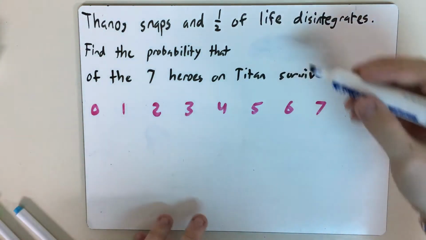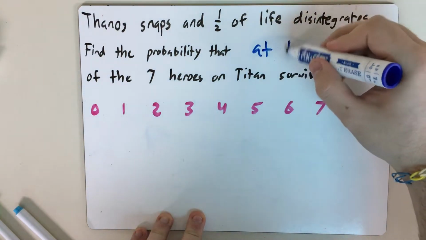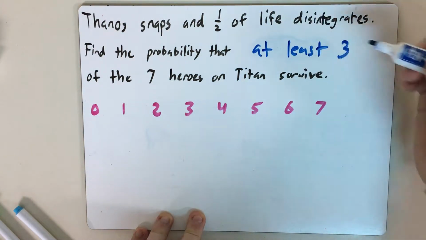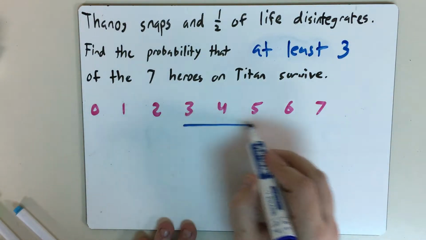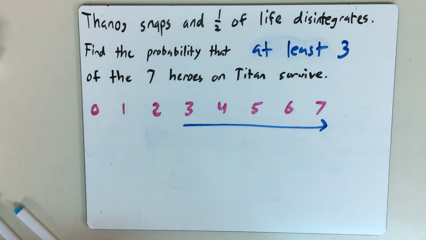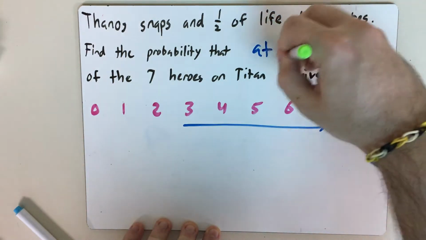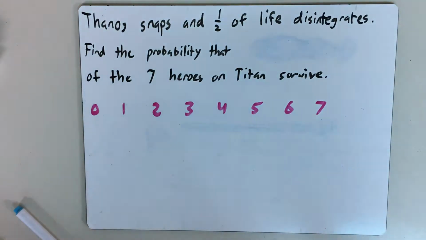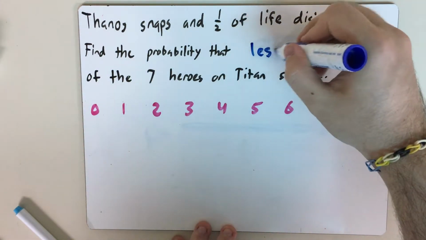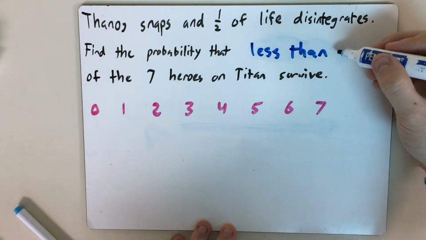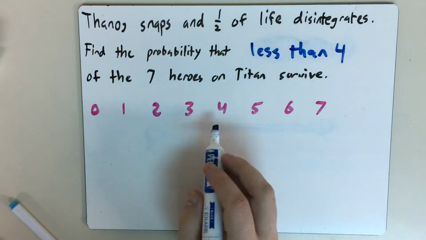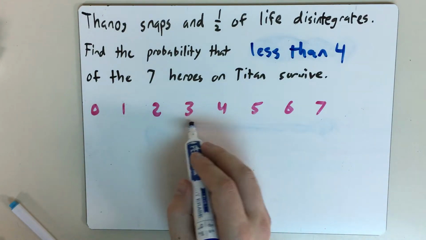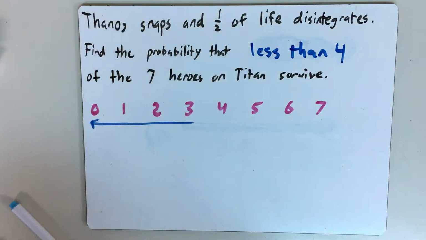The first 2 I'll go over are the ones we went over in the video. At least 3. At least means we start at 3 and go up from there. So at least 3 meant it could be 3, 4, 5, 6, or 7, and we'd be okay. Next one that we talked about in a video was less than. So if it was less than 4, that meant that we couldn't include 4, but we could go down from there. So it could be 3, 2, 1, or 0.